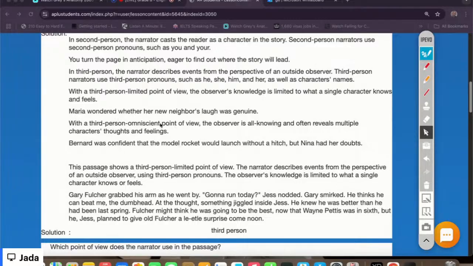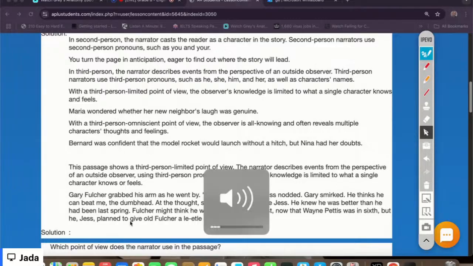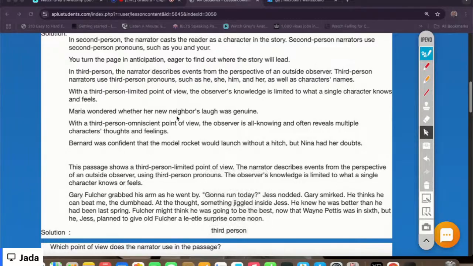All right, so with a third person omniscient point of view, the observer is all knowing and often reveals multiple characters' thoughts and feelings. Bernard was confident that the model rocket would launch without a hitch, but Nina had doubts. So it tells you different characters' thoughts.